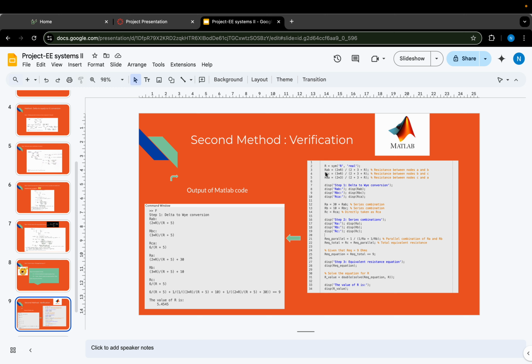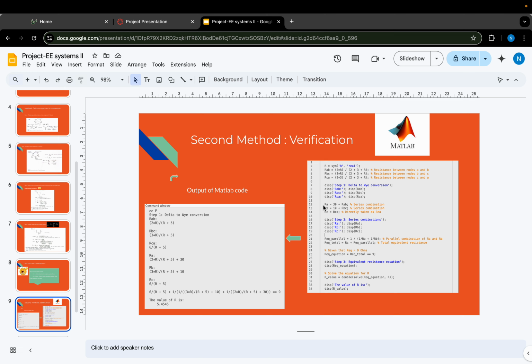So here I have chosen a symbolic variable, and this is R, and previously, like I did with the manual calculation, I just assume RAB, RBC, RCA, which is the resistance between nodes A and B, and so on, and you can see all these comments. That's very easy to follow. And I've chosen this DISP, which means it shows the results.